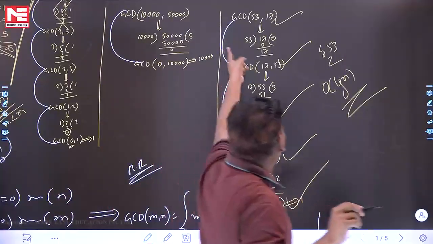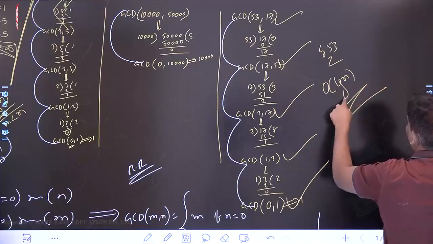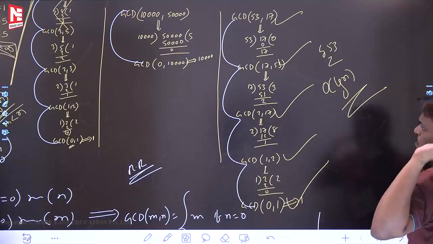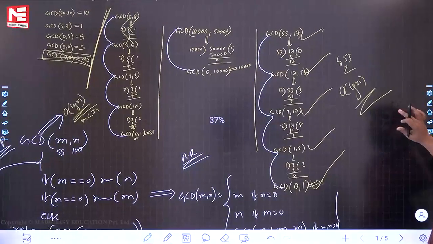Whichever is the larger number, take the log of that. Forget about the minus 1 plus 1, because it is big O of log n. So the time complexity of GCD of m comma n is going to be... what is the answer? Order of log n, that is okay.